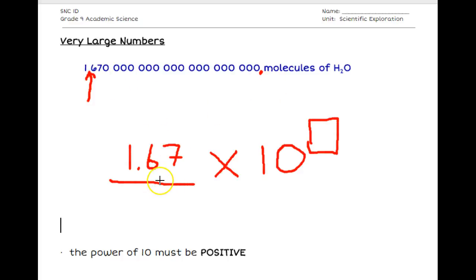Now remember, I'm just writing the same value in a different form, and so I know that this large number is not equal to 1.67. So I need to let the reader know how many times I need to multiply it by 10 in order to get back the original number written in standard inconvenient form. So let's do that. I move my decimal place 1, 2, 3, 4, 5, 6, 7, 8, 9, 10, 11, 12, 13, 14, 15, 16, 17, 18, 19, 20, 21 spots. And so my exponent here ends up being 21.